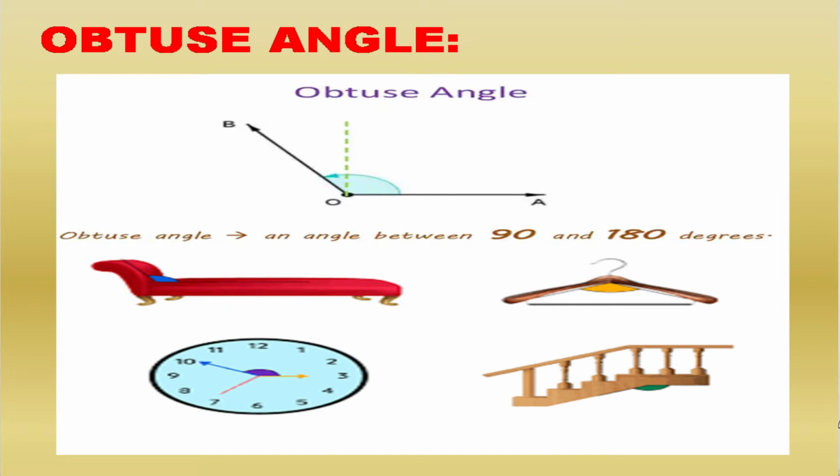The second angle that you are going to learn today is obtuse angle. Obtuse angle is an angle having measure between 90 and 180 degree. The measure of the angle between 90 and 180 degree is called obtuse angle. See the objects on the screen forming an obtuse angle.